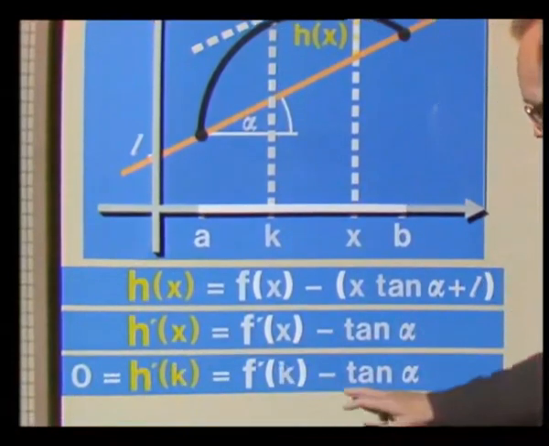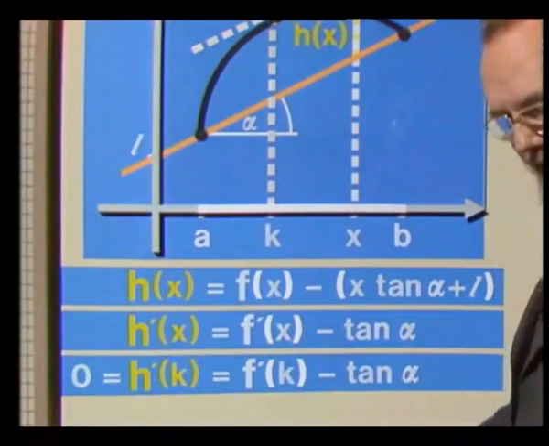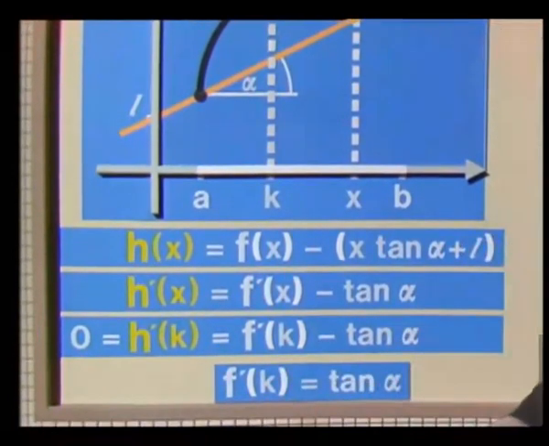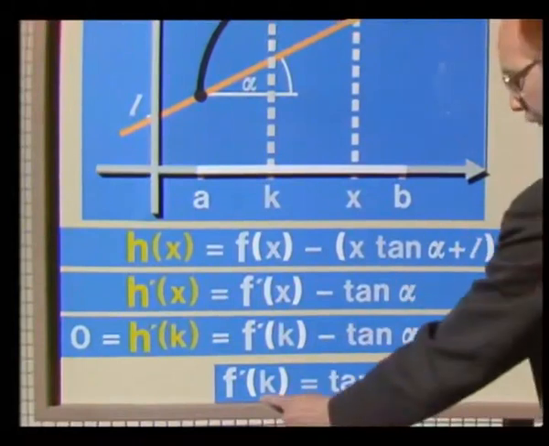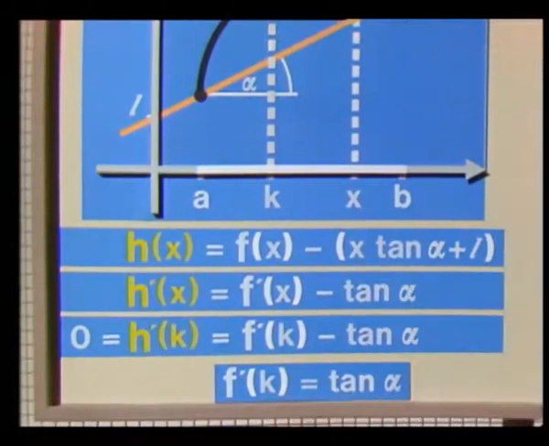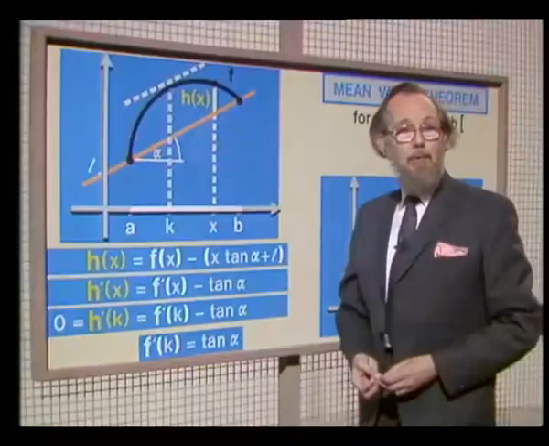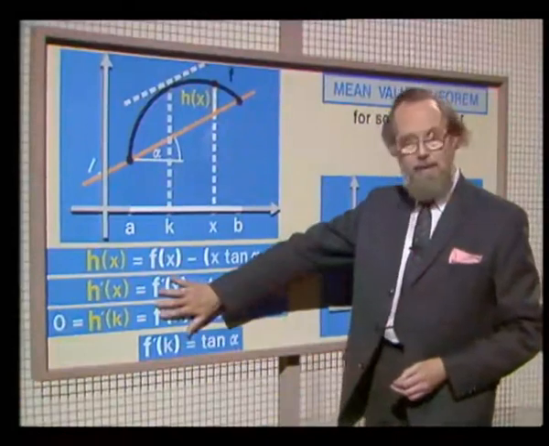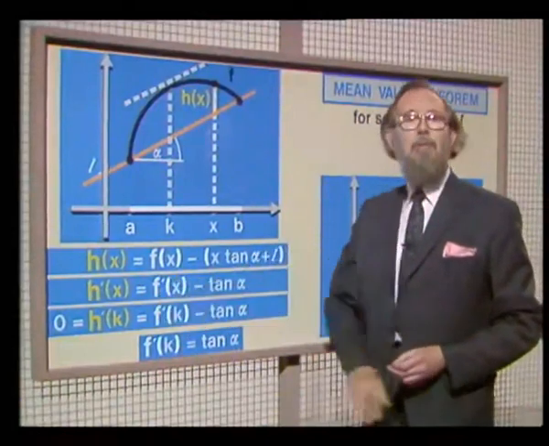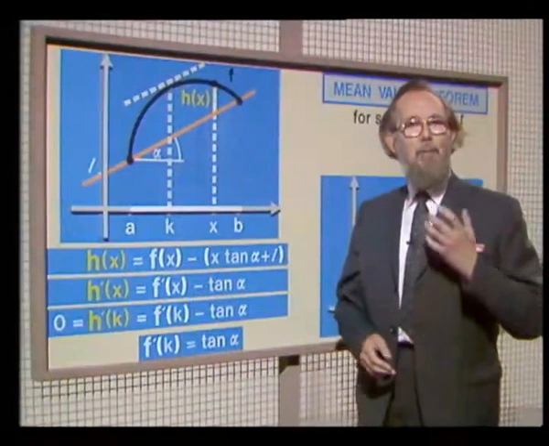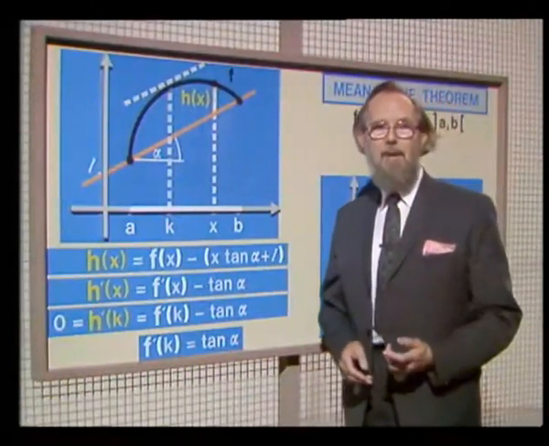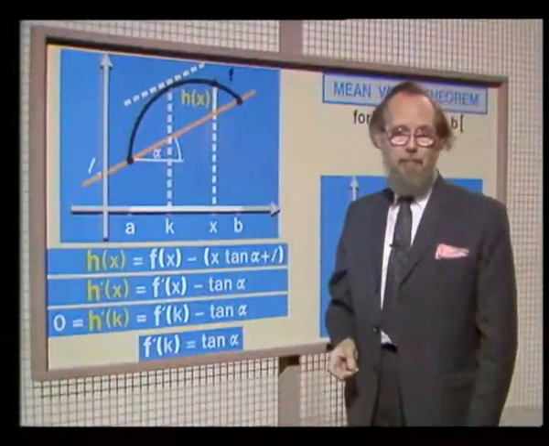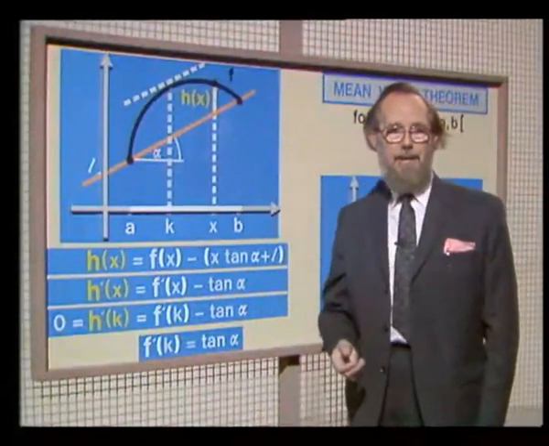And so that means this is 0, and therefore f'(k) is equal to tan alpha. In other words, the tangent at k has the same slope as the chord. But of course, we haven't proved anything yet, and we've not shown that such a point k actually exists. But we do seem to be on the right track, because if the point k does exist, then we shall have found a point at which h(x) is a maximum. So what do we do next?